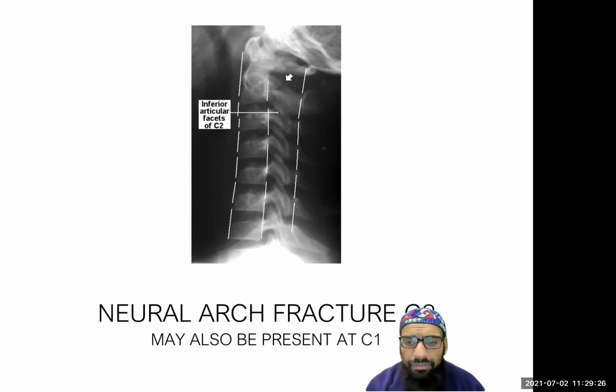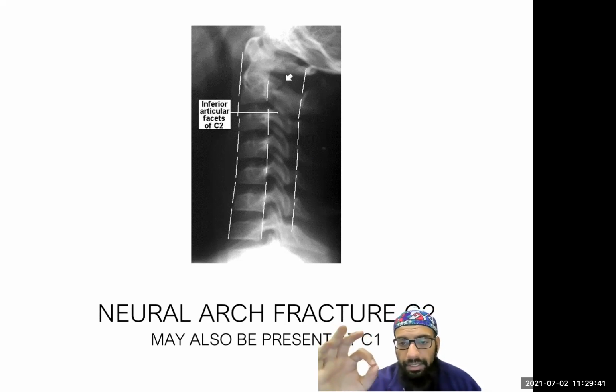And we're going to get to open mouth views and things like that. And this is just an introduction to C-spines, just so that you get an idea of what the C-spine actually looks like. Okay, so let's have a look at this. So this is called a neural arch fracture. All right, so we've got C1, C2, and we can see a fracture through here.